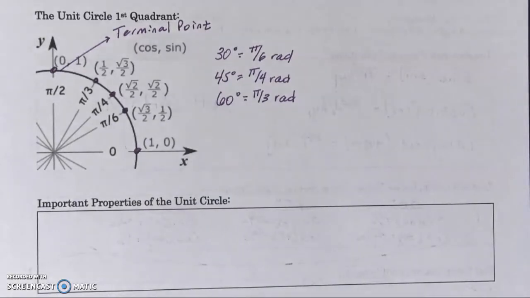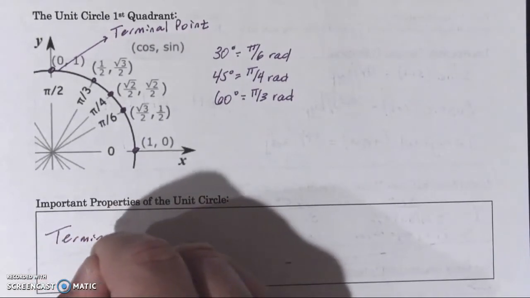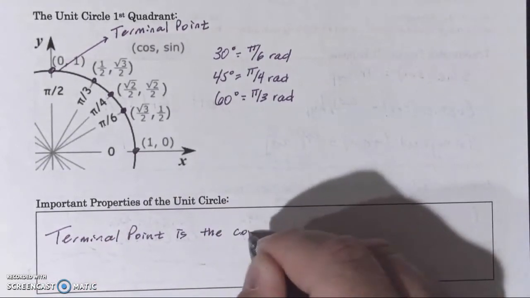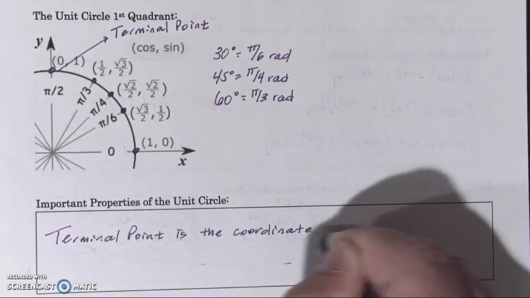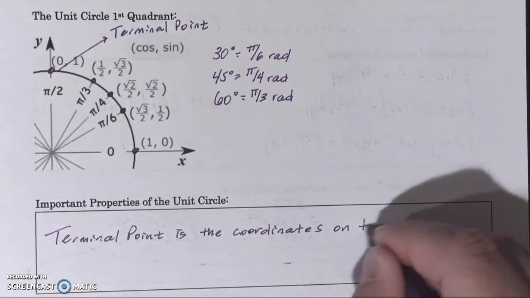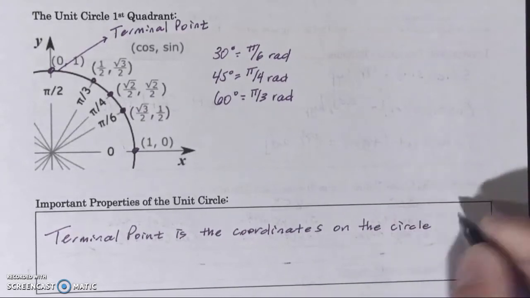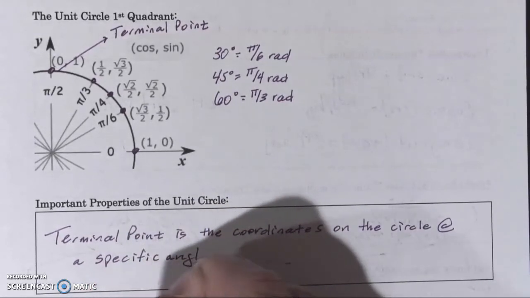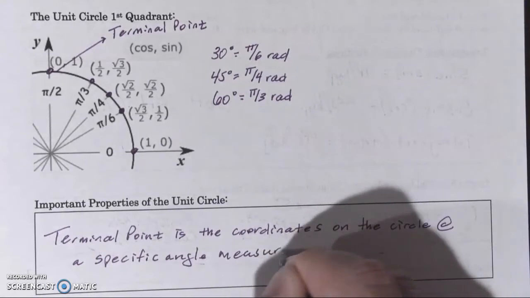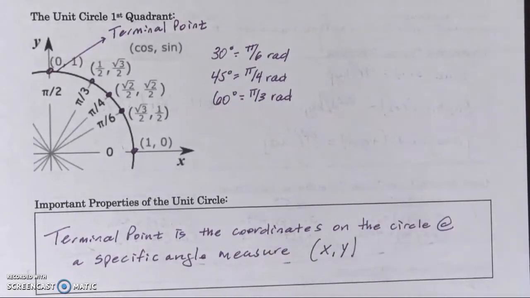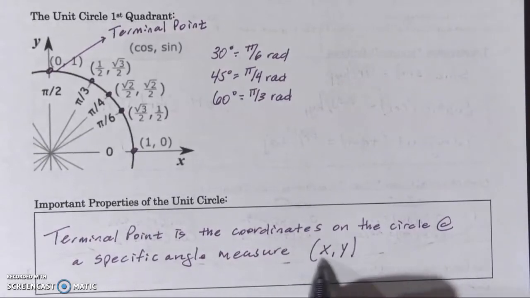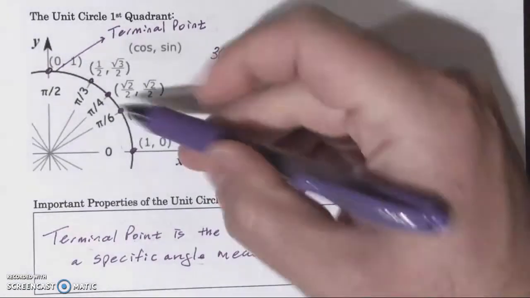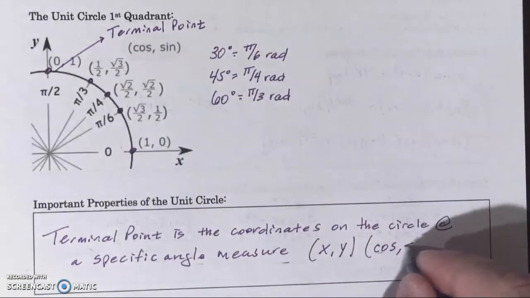Okay. So the terminal point, an important property of the unit circle, is the coordinates on the circle at a specific angle measure. And yes, just like a coordinate plane, it would be the x comma the y. But more importantly here, the horizontal part of the unit circle represents cosine. And the vertical part of the unit circle represents sine.